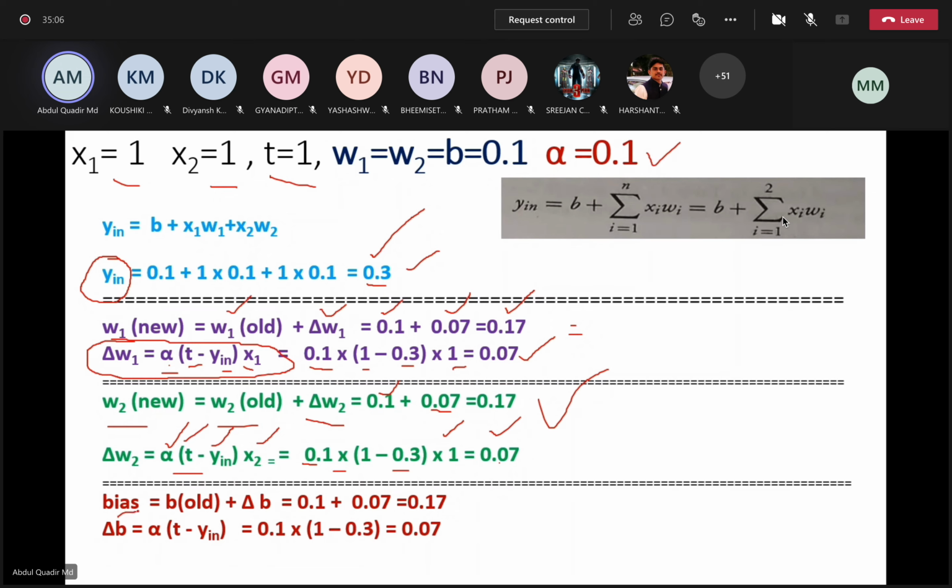Then the bias. The formula to update the bias is B old plus delta B. The bias old is 0.1. Here X1 and X2 will not come, it's just the delta bias. Delta B is alpha into T minus Y in, so 0.1 into 1 minus 0.3. Plugging in the values, we get the new bias. So these are the new weights, and then we calculate the error.